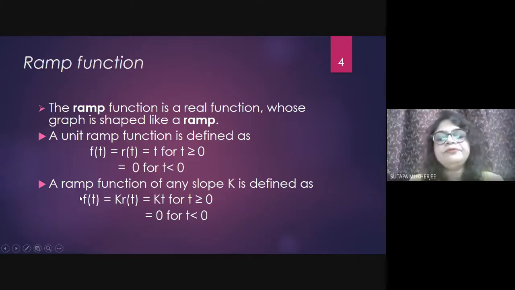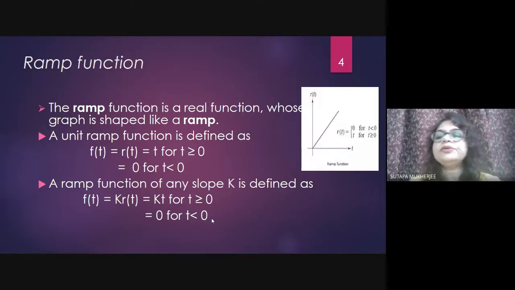So if there is a slope k, then definitely a k will be added here. So f(t) will be equal to kt. For t greater than or equal to 0, you will get the value kt, and it equals 0 for t less than 0. Is it clear to all of you? I think very clear. So this is the nature of the curve of the ramp function.